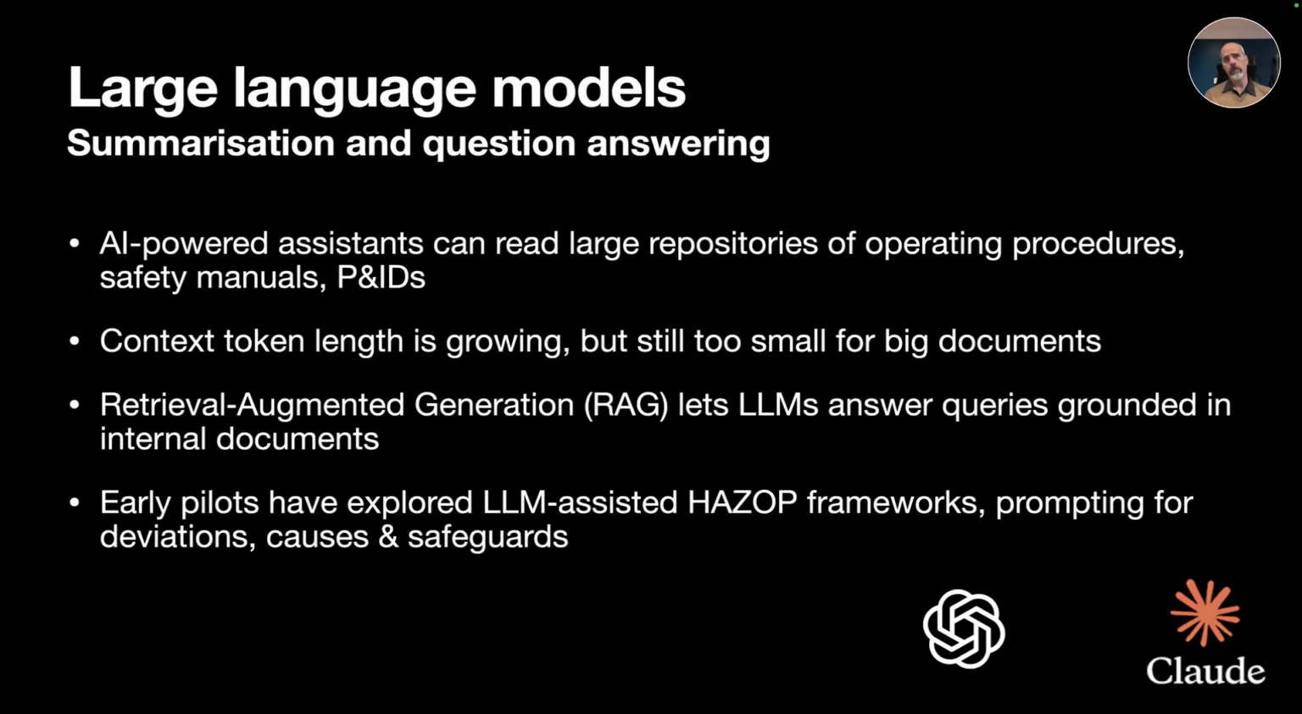Now, there is a problem that while context token length is always growing, it is still too small for incredibly big sets of operating procedures. So you can't just feed a full document into this LLM and have it read it and understand it. And because of that, there's this technique called retrieval augmented generation.